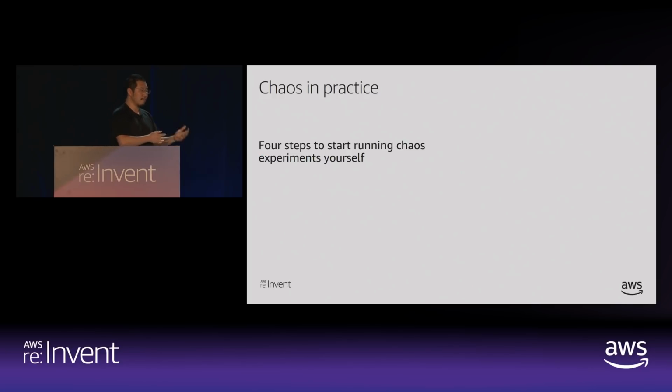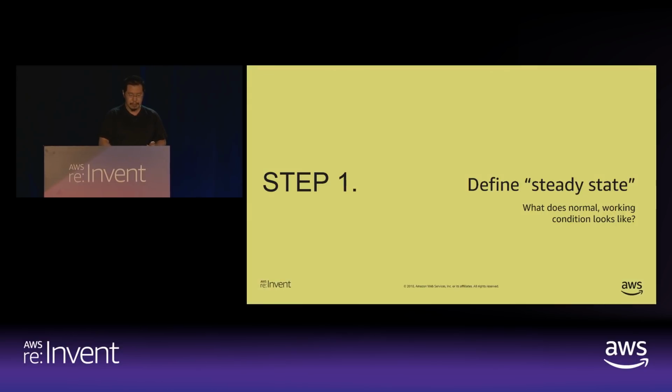Again, if you go back to principlesofchaos.org, which is generally one of the best places you can go to learn about chaos engineering, it outlines four simple steps that any one of us can follow to start doing chaos experiments ourselves. Step one: we need to know what normal actually looks like for our system. What do normal working conditions look like?